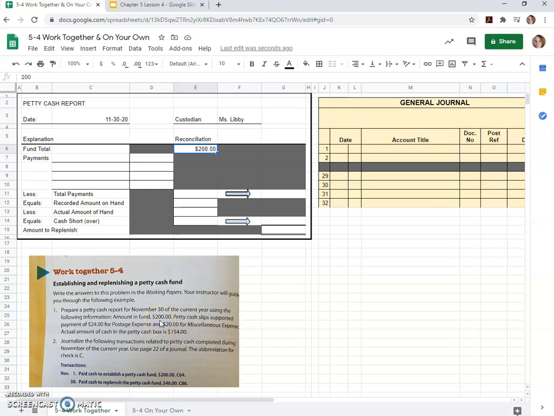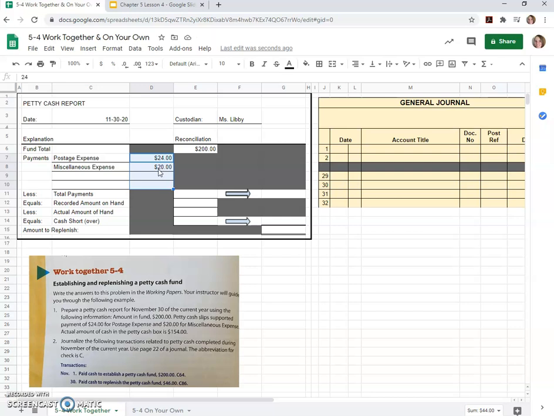Okay, step 3, summarize petty cash slips by total for each general ledger account. So the ones that we had were postage expense and miscellaneous expense. So then up here we would write in postage expense, and we'll fill that dollar amount in, 24, and miscellaneous is 20. And there again, I can certainly come in and format those as dollars if I want to.